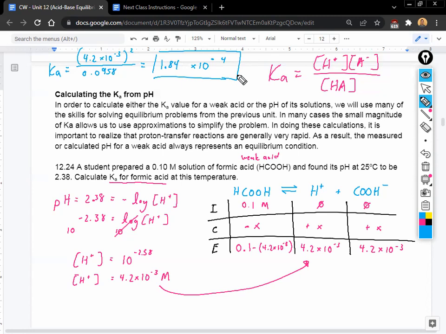Okay. And that's going to be your Ka. So that's how you want to solve for Ka. All you got to do is just plug in your values. That's what I wrote down.